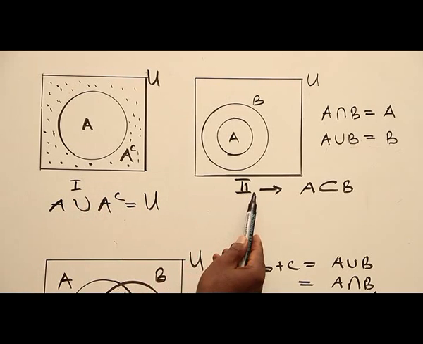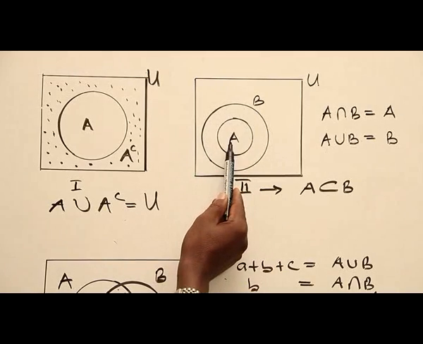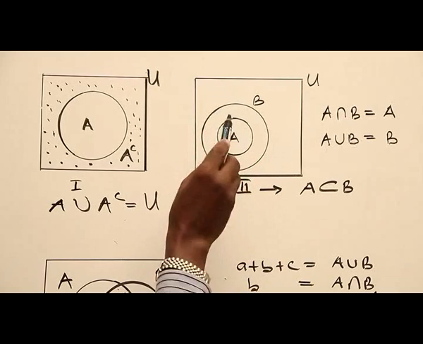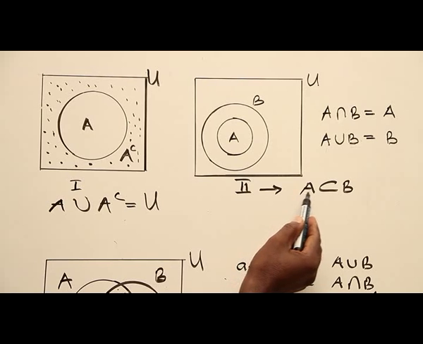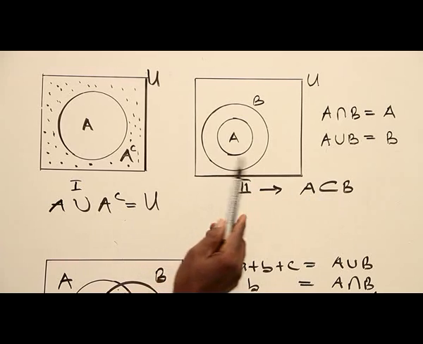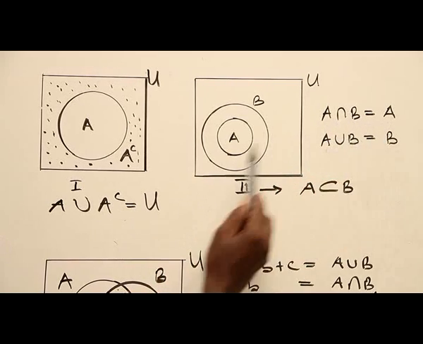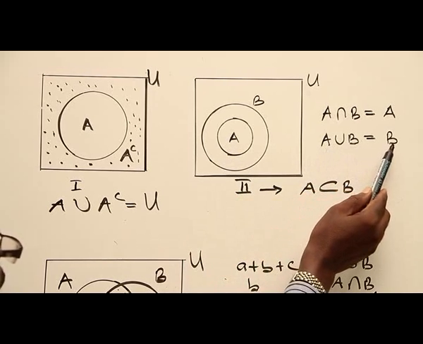The second case, we have the universal set. We have two sets here, set A and set B. Set A is included in B, is inside B. So here, A is a subset of B. Now, from this place, you can draw out that our A intersection B is equal to A, as you can see. And our A union B will be equal to B.